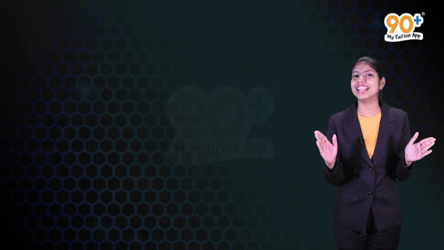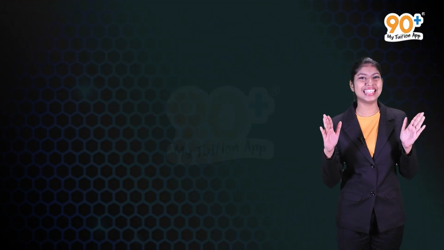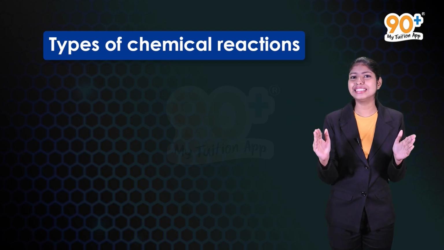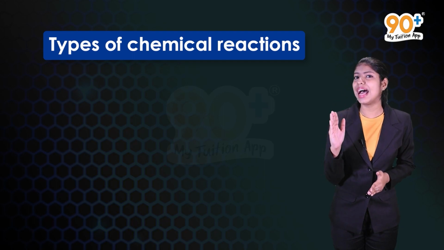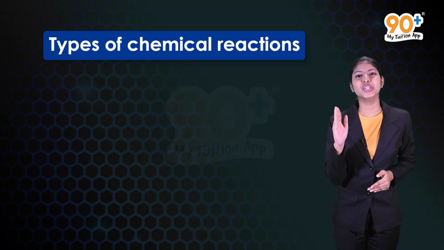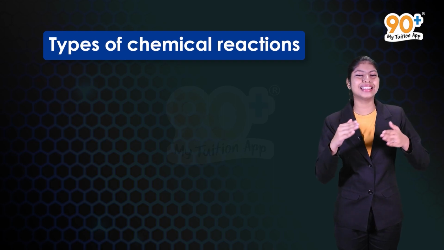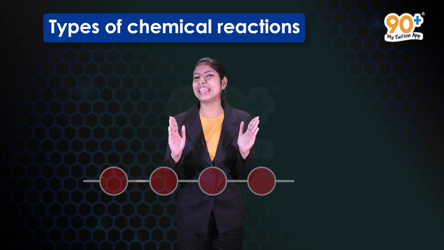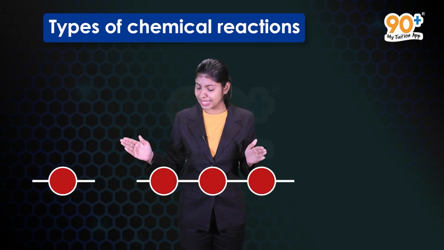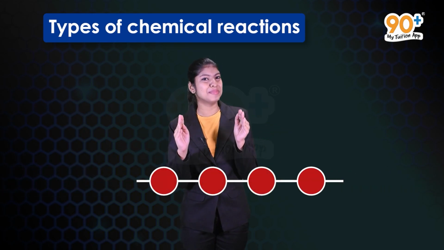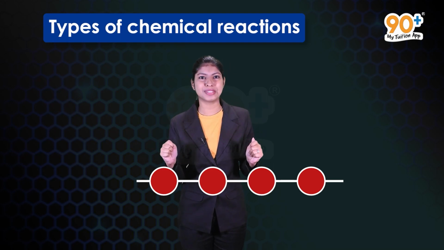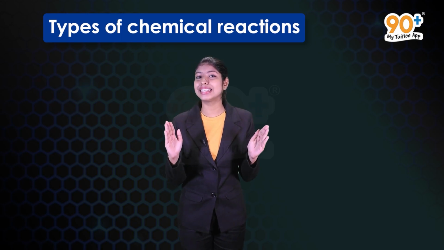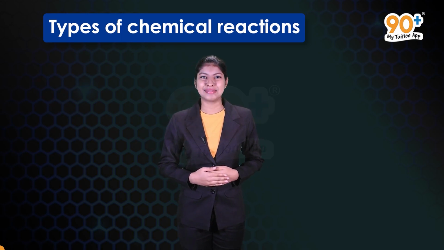So friends, let's move on to our next topic, that is types of chemical reactions. We know that at the time of a chemical reaction, atoms of one element do not change into those of another element. Also, we can say that during a chemical reaction, both breaking and making of bonds between atoms produce new substances. So friends, in this section, we will study the types of chemical reactions.